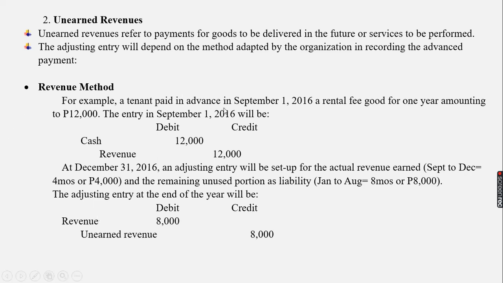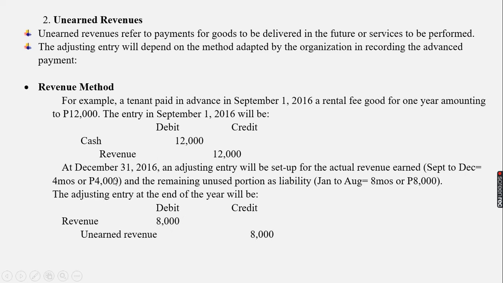Ayan. So, ang entry mo sa September 1, 2016, ito, cash and revenue. Pero, i-adjust mo yung entry mo sa December 31, 2016. Ngayon, ilalagay mo siya dito. Para yung revenue mo na 12,000, mababawasan ng 8,000. So ang revenue mo talaga na makukuha mo, na i-adjust mo, na ilalagay mo sa trial balance is 4,000. So 12 minus 8 kasi is 4, di ba?